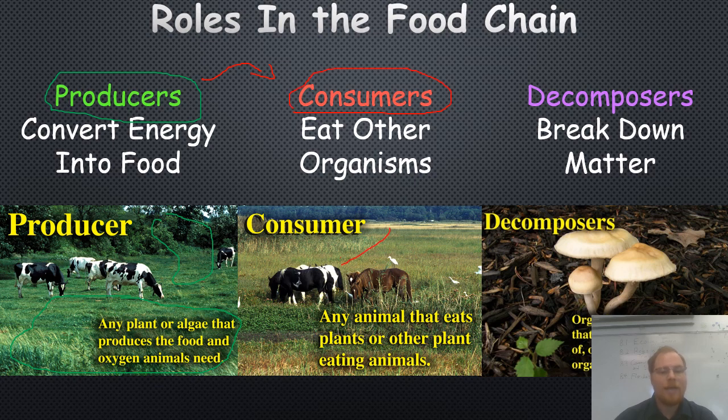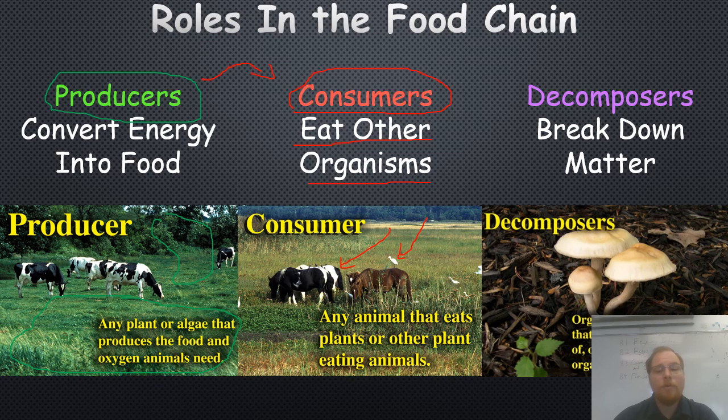So in this case, these cows right here are consumers. They eat the plants and anything else that they normally would eat to get their own energy. These birds in the background, they're consumers too. They eat insects and other things, and they are eating other organisms to get their own energy. They cannot make their own energy.